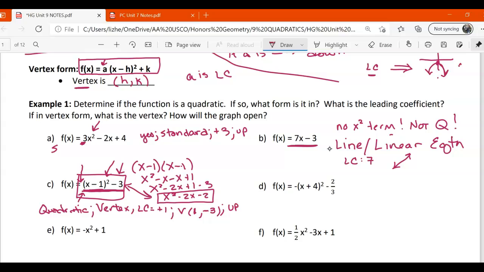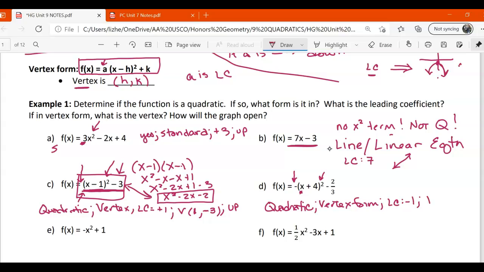Next one, D. Again, is it a quadratic? Well, I see an x here inside the parentheses, and it's going to be squared. Therefore, I know it's a quadratic. What form is it in? That is vertex form. What is the leading coefficient? I look here, and I see a negative with no number. So that means the leading coefficient is negative 1.